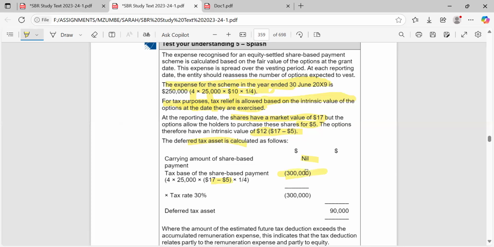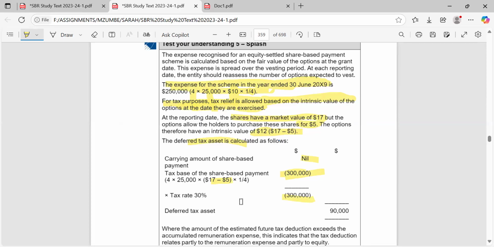So you say that, okay, this is good now. I have my tax base of the share-based payment at 300. And then if you deduct here, you get how much? You get 300,000, right? So here we have a figure, and here we have nothing. You see this? Yes. So after getting this, you just take away 30% of the figure. 30% of 300,000, you have 90,000, and this should be your deferred tax asset.